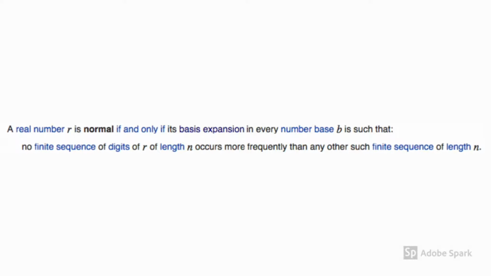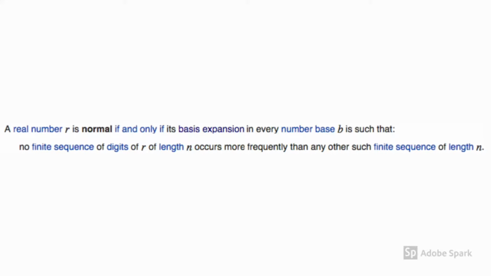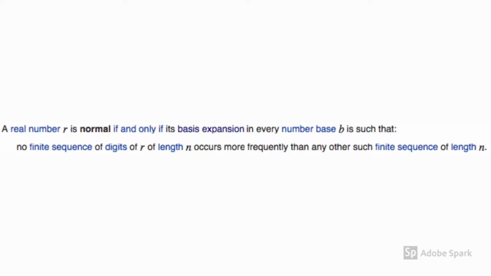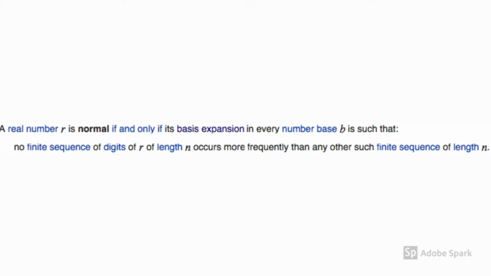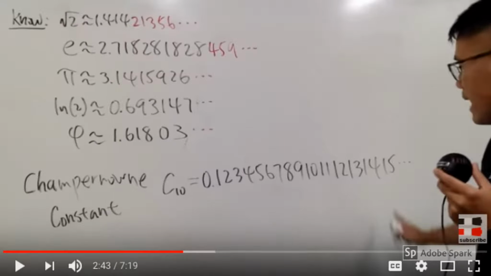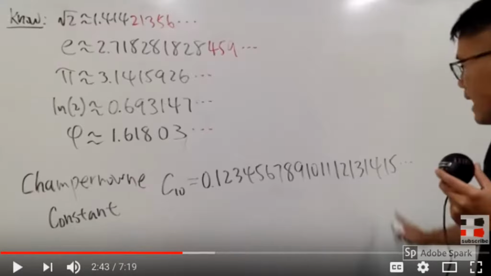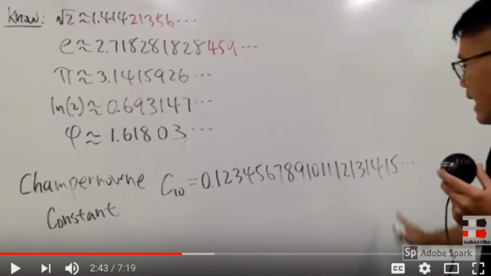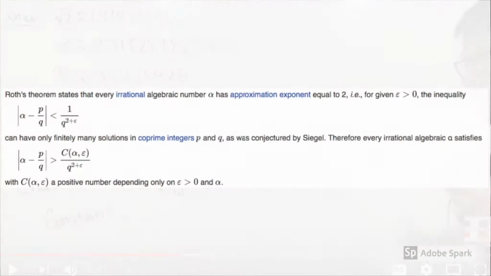Champernowne was trying to find an example of a real number that is normal, where no finite sequence within it has digits that occur more frequently than any others, and what is a more perfect example than the counting numbers, or the natural numbers. As you can see here, the Champernowne constant in base 10 is just that list of the natural numbers coming right after a decimal.